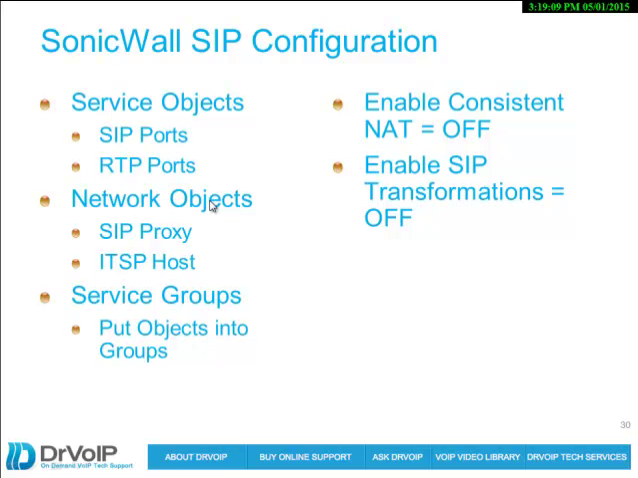In the SonicWall for ShoreTel, you want to go to the VoIP settings, and you'll find a checkbox there for enabling consistent NAT and another one for enabling SIP transformations. Uncheck those to start with. I have found generally they cause more problems. This has to do with application gateway layer packet inspection.